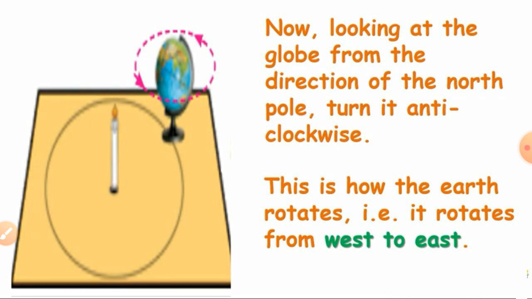Now, looking at the globe from the direction of the North Pole, turn it anti-clockwise. Now, what do you mean by anti-clockwise? It means that we have to move the globe against the direction of a clock, that is opposite to the direction of a clock. This is how our earth rotates, that is, it rotates from west to east.